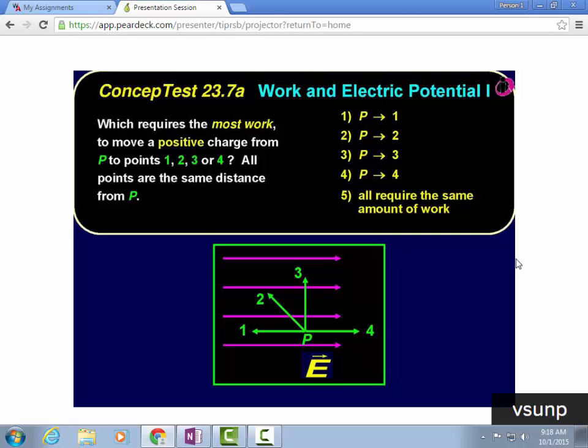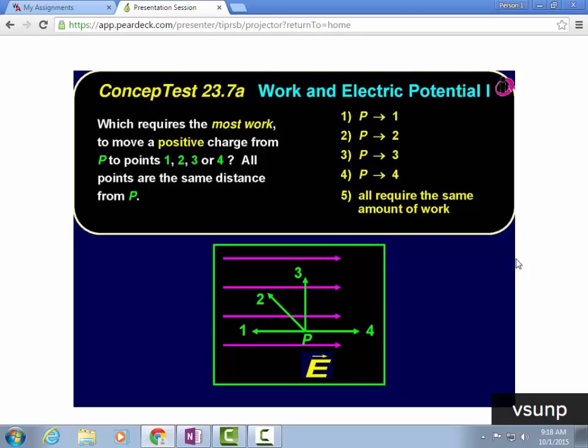It's not 5. Well, I think it might have to be. What do you think? I'm trying to think if it's going in, because it would be constantly pushing it this way. Well, think, work is at the end of the day a dot product. When is the dot product going to be maximized? When the cosine equals 1. Yeah, that's right. So 1 is correct, yeah.